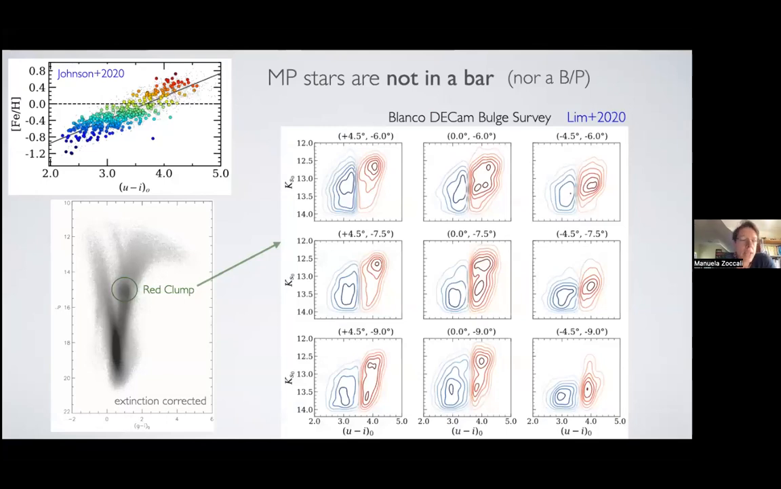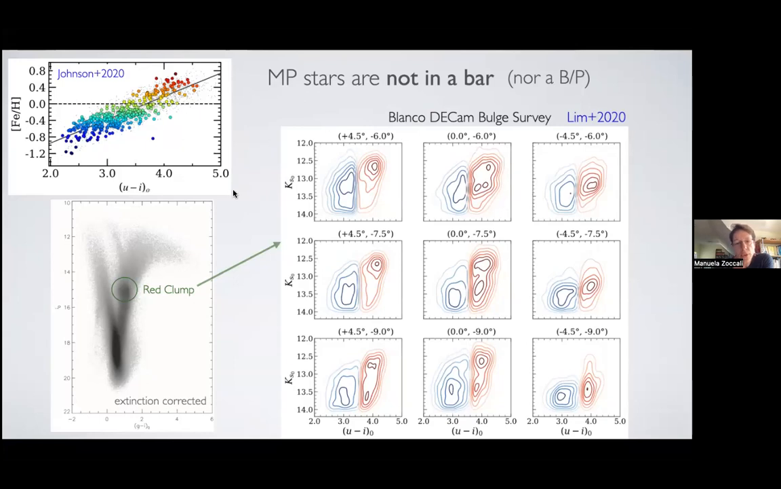And now this slide is a bit too dense for my taste. I tend to have lighter things. I apologize, but bear with me, because I think that this is one of the most important points I want to make in this talk. So Christian Johnson et al., using data from the Blanco DECam Bulge Survey, have demonstrated that the u minus i color, corrected for interstellar extinction, correlates very well with metallicity. So we can use this color as a proxy for metallicity.